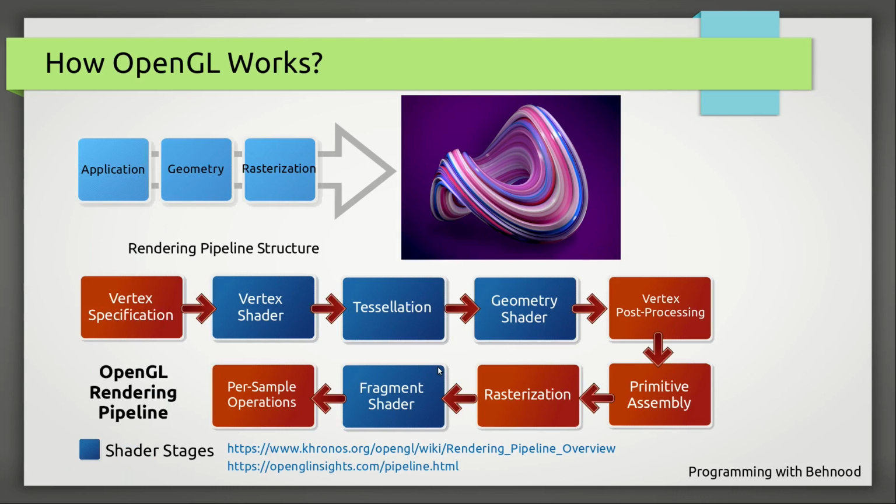And here we see the rendering pipeline structure for a typical application, the OpenGL rendering pipeline, and this seems pretty familiar to us. By the way, the shader stages are programmable. So we can program vertex shaders, tessellation, geometry shaders, and fragment shaders with the OpenGL API.